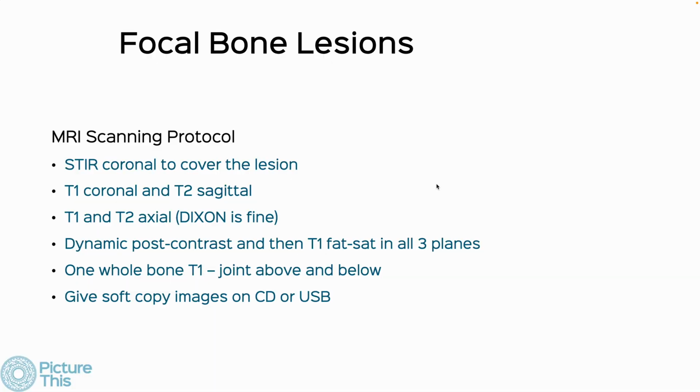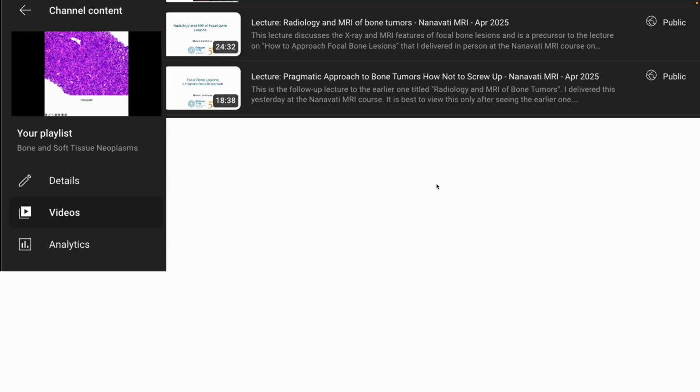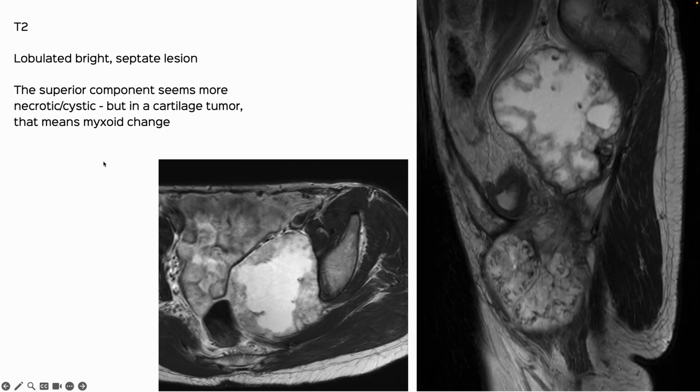Now, when we look at focal bone lesions, this should be the MR scanning protocol, and we must avoid FATSAT images, because those PD FATSAT and T2 FATSAT are done when we're looking for internal derangements, but they don't really work very well when we're looking at focal bone lesions. I've got these two lectures back to back that I gave at Nanavati MRI 2 weeks ago, and they're there in this playlist, the bone and soft tissue neoplasms playlist.